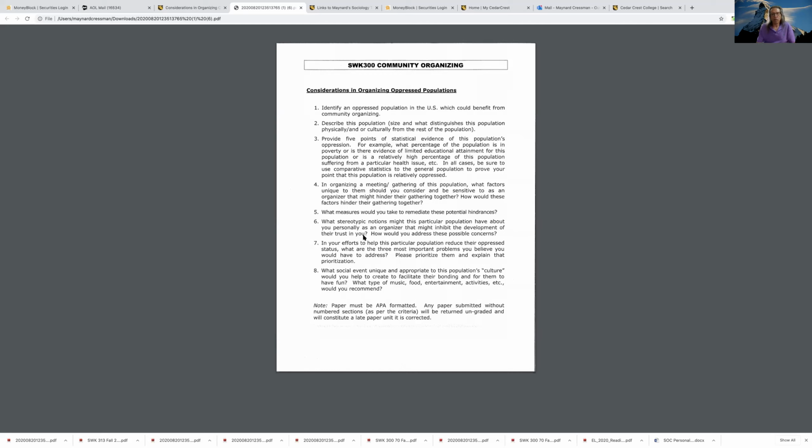What if you're a white person organizing Black people? There could be stereotypic notions. What if you're a Black person organizing white people? There could be stereotypic notions about you. So I'm not saying they exist. I'm saying think this through, because when you come in as an organizer, in those first few weeks, as you're trying to know your population and the people you're going to be working with, they're also trying to get to know you. And so you've got to think ahead and think, what might they think about me stereotypically?